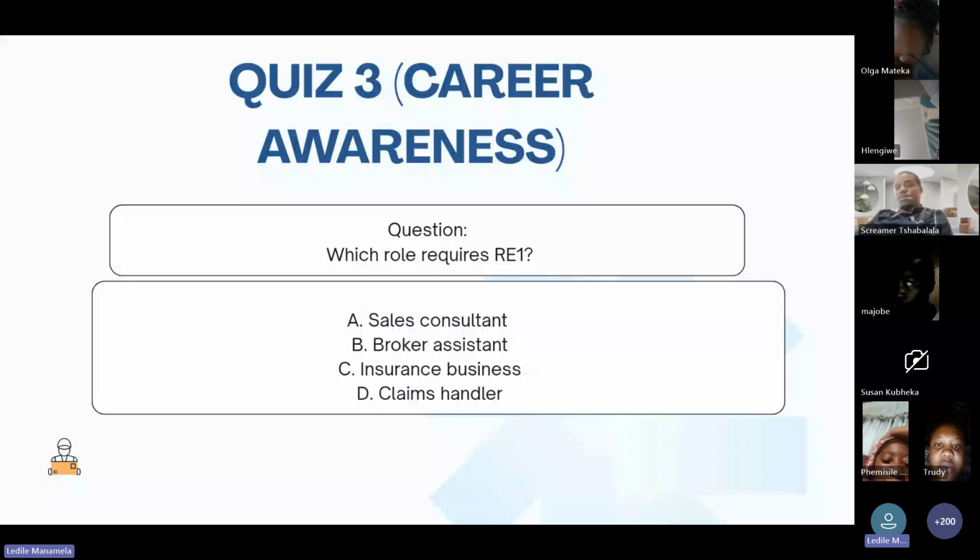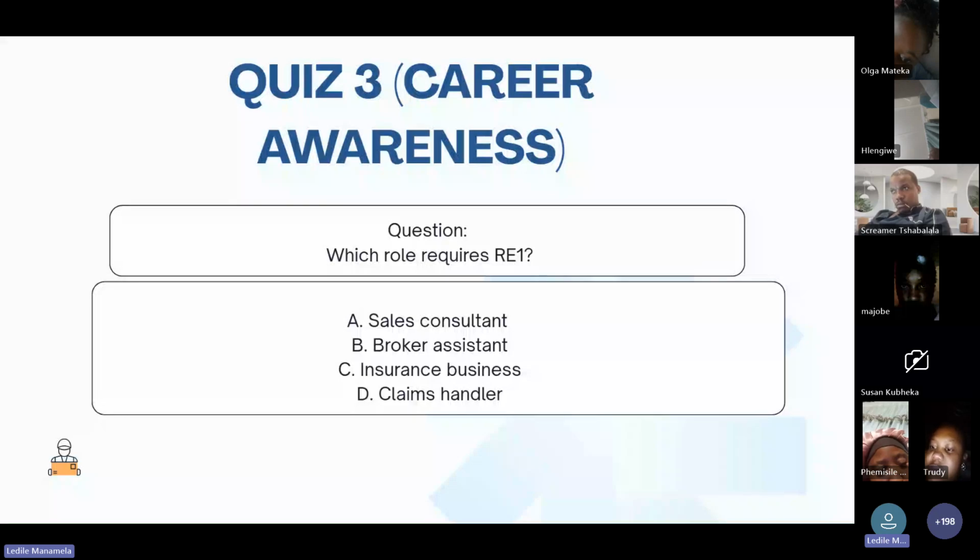So if it's an insurance company, then when you check the role, you will see the requirements and say we need RE5. Especially if you are in sales, guys, you need RE5. So the person who said D, okay, I think I explained that. So I think by now all of you know the difference, guys. So I'm just quickly gonna move to the next point.